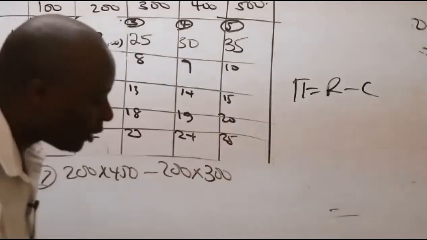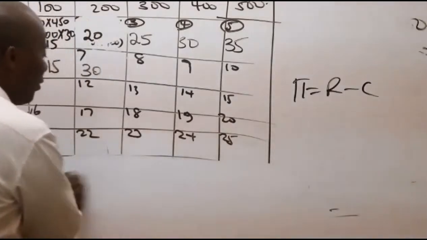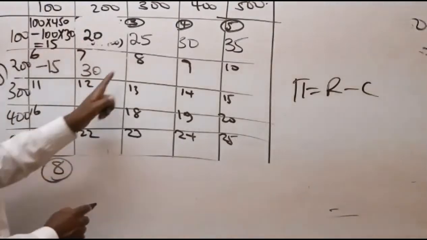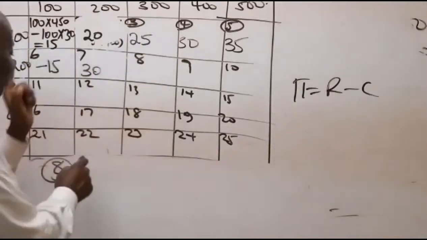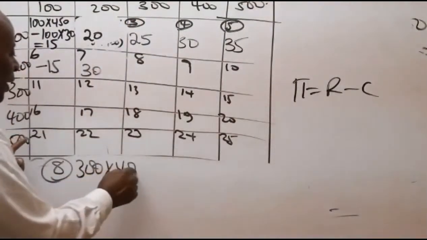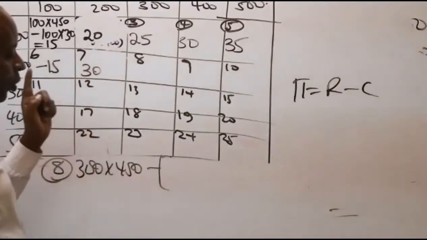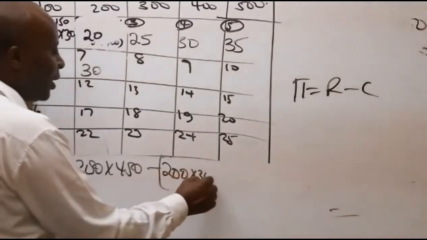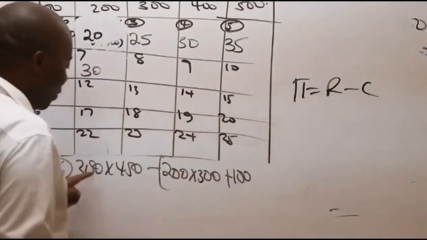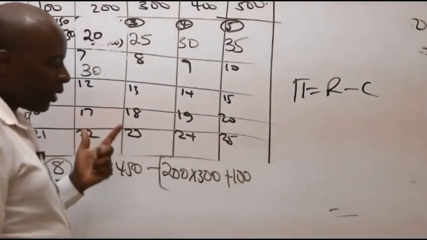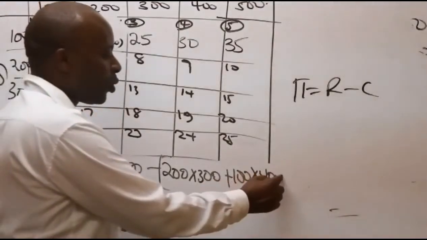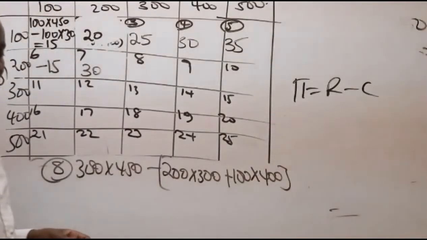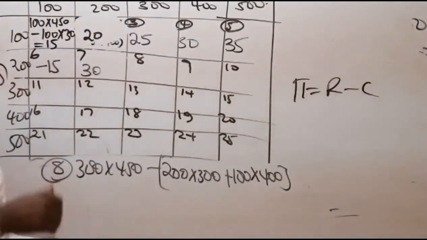So for cell number 8, this is what is going to happen. I'll sell the higher: 300 times 450, minus our cost of production. There is a normal cost of producing 200 at 300, plus 100, because now we have to push up 100 times the cost of producing more, which is 400. Let's see whether it will come to 0, Jerry, or 25.